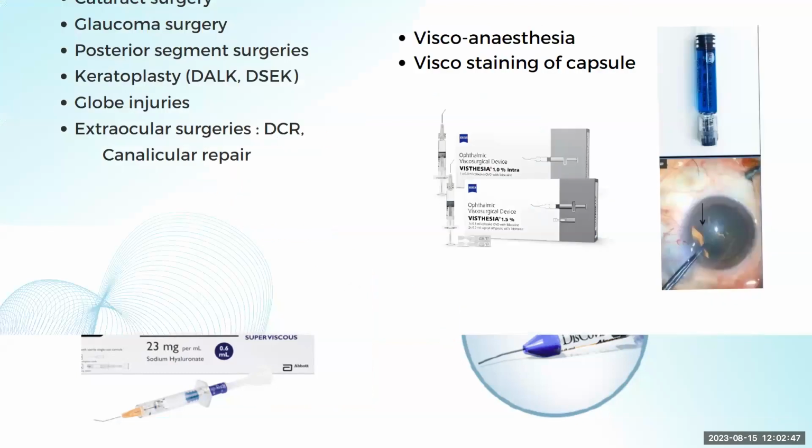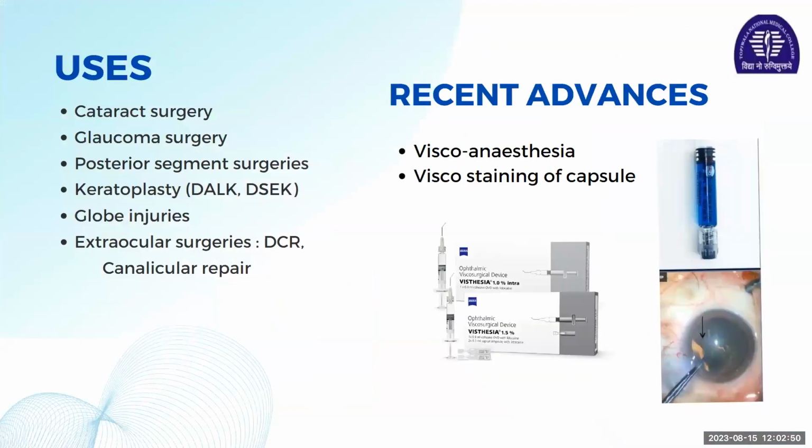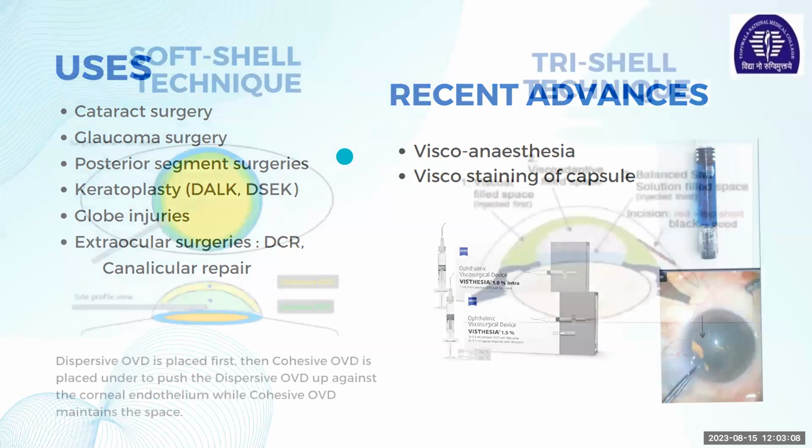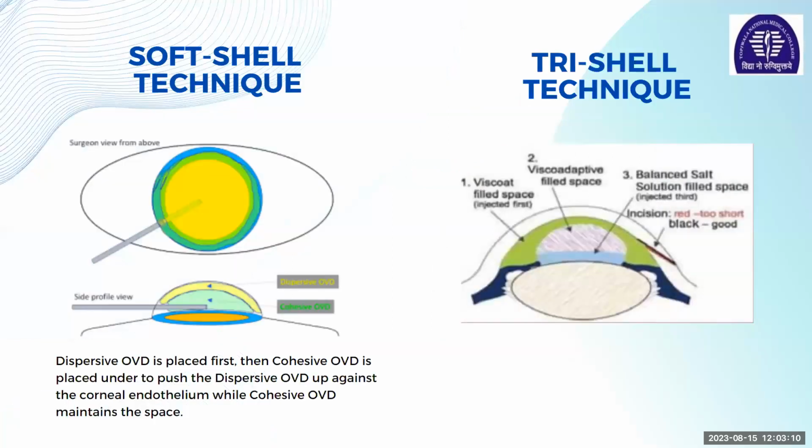Coming to uses, almost all ophthalmic surgeries make use of OVDs, like cataract surgeries, glaucoma, posterior segment, keratoplasties, globe injuries. Coming to recent advances, viscoanesthesia when it is used with lidocaine, and viscostaining of the capsule where it is used with trypan blue dye. Now coming to some techniques of use of OVDs. Soft shell technique. In this, first we inject a dispersive OVD, which is indicated in yellow color, and beneath it and posteriorly, we inject the cohesive OVD, so that the dispersive moves upward and coats the endothelium and cohesive maintains the space. Tri-shell technique, we also use balanced salt solution.